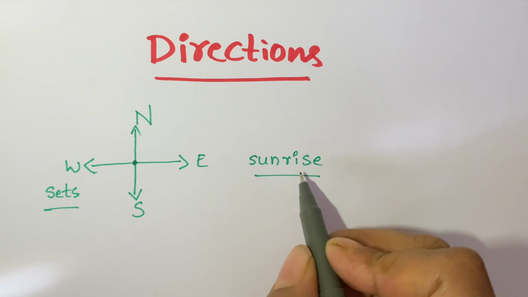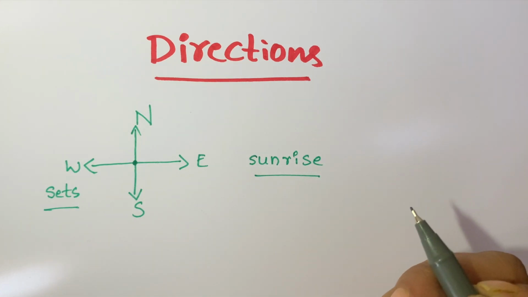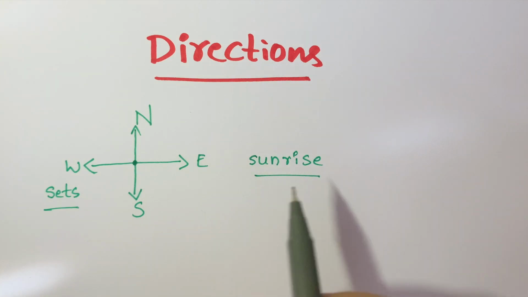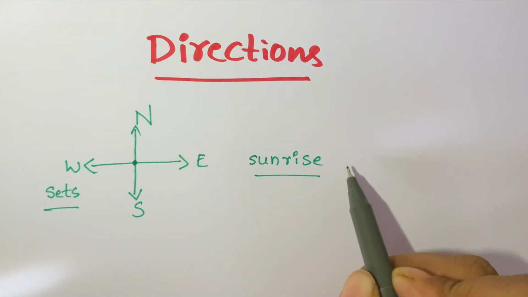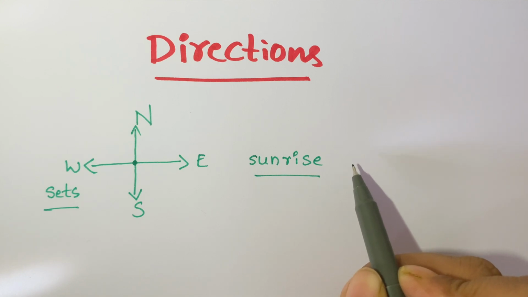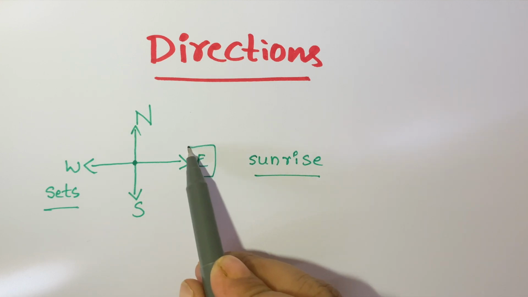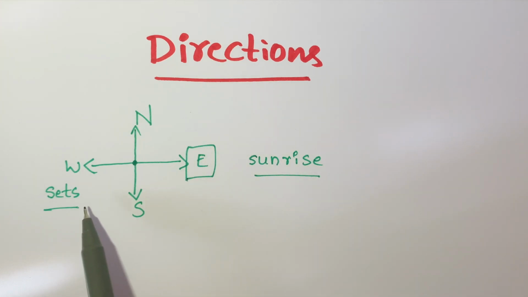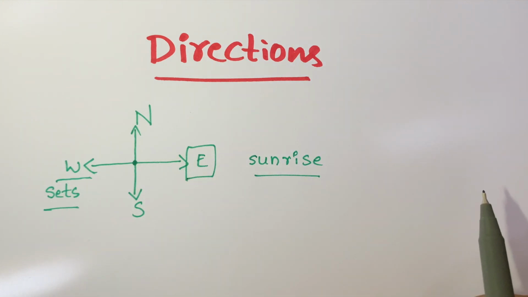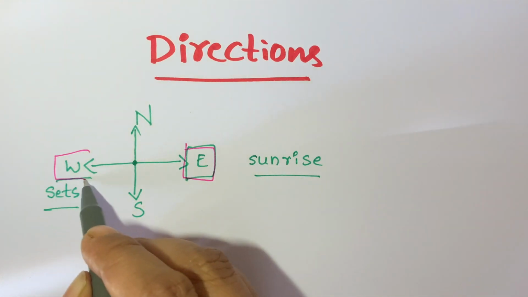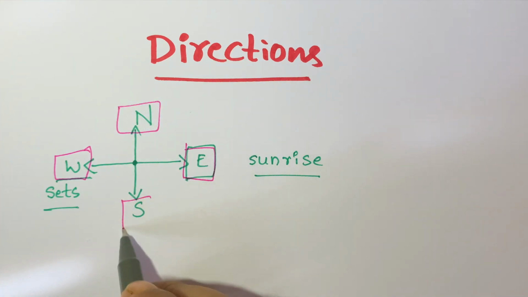See, why I'm explaining the sunrise and sunset is that many times the questions won't be asked like east or west. They will be asked in the mode of a person facing towards the sunrise. A person facing towards the sunrise means nothing but a person facing towards the east. If a person is facing towards the sunset, it means the person is facing towards west. So these four are the main directions, that is east, west, north and south.